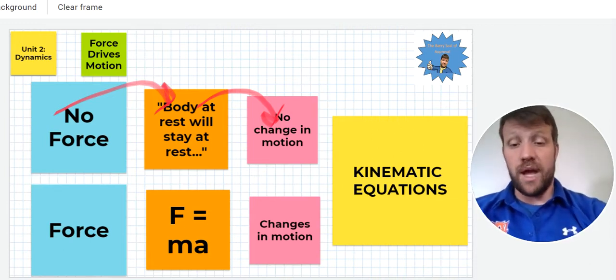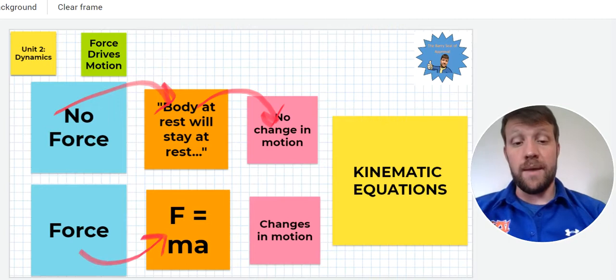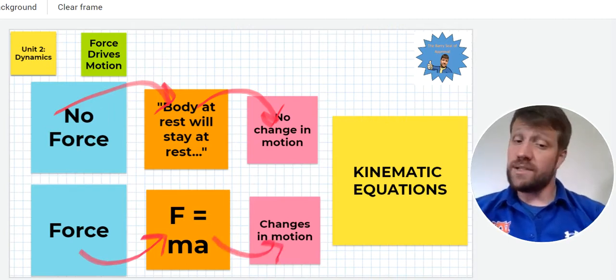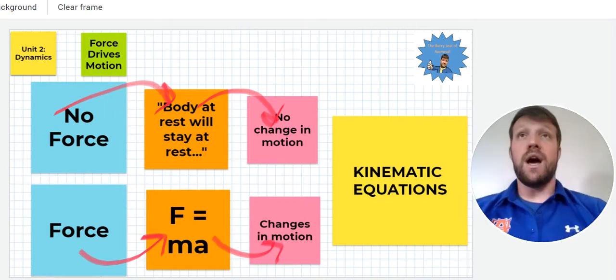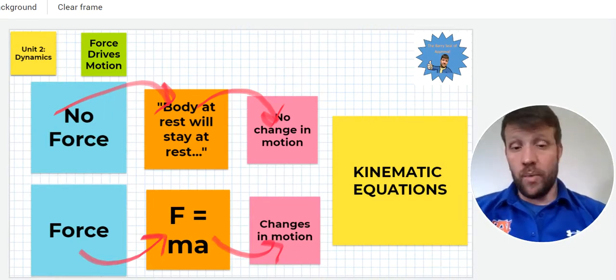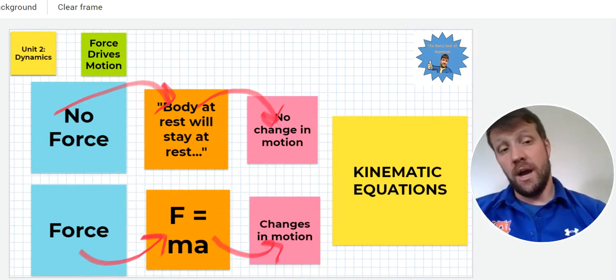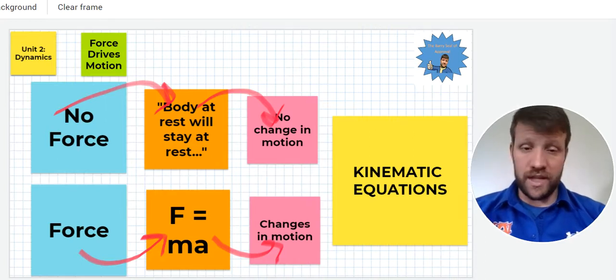Now, if there is an applied force, then F is going to equal ma, and thus we're going to have a change in motion. So that object in space that's just moving on forever, once it hits maybe a black hole, a different planet, a sun, something like that, that's going to pull it towards it, and thus there will be a change in its motion. It will speed up, it will slow down, it will break apart, whatever's going to happen.